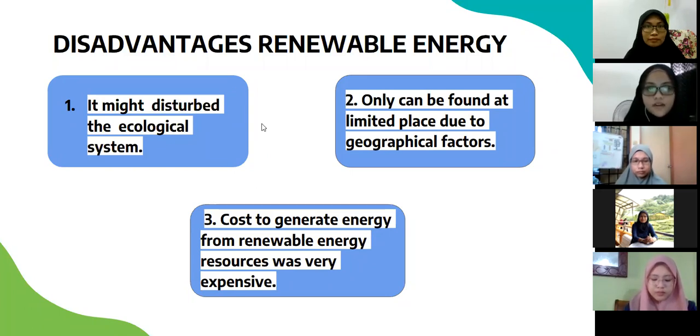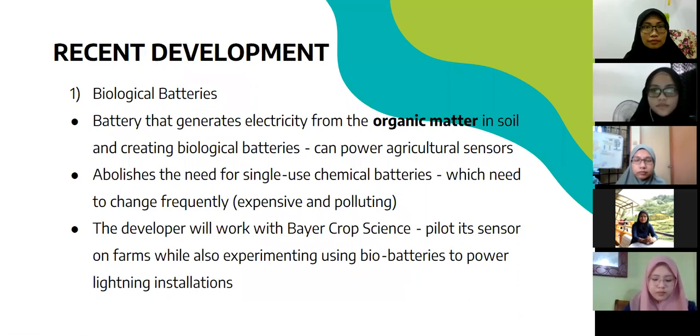Next, I will present about recent developments related to batteries and electronics. First, biological batteries. This battery can generate electricity from the organic matter in soil, creating biological batteries that can power agriculture sensors. This technology will abolish the need for single-use chemical batteries that need to be changed frequently, which is more expensive and polluting.